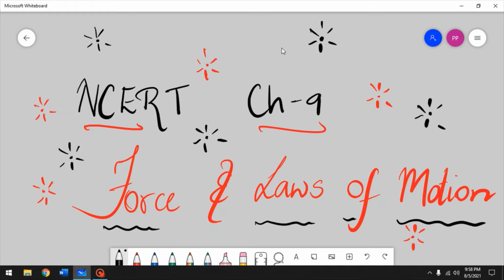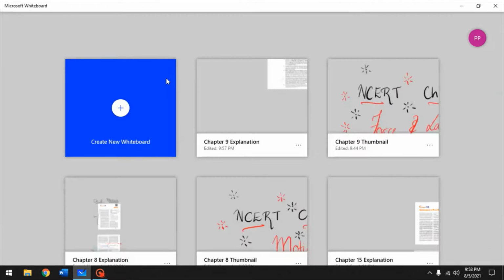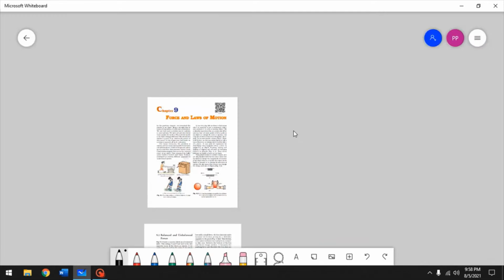So today's video is a continuation of the NCERT Science for Class 9 series that I've been doing, and today we're going to talk about force and laws of motion, which happens to be the 9th chapter of NCERT Science for Class 9. Alright, so in the previous chapter we read about motion. Now we're going to talk about force and laws of motion.